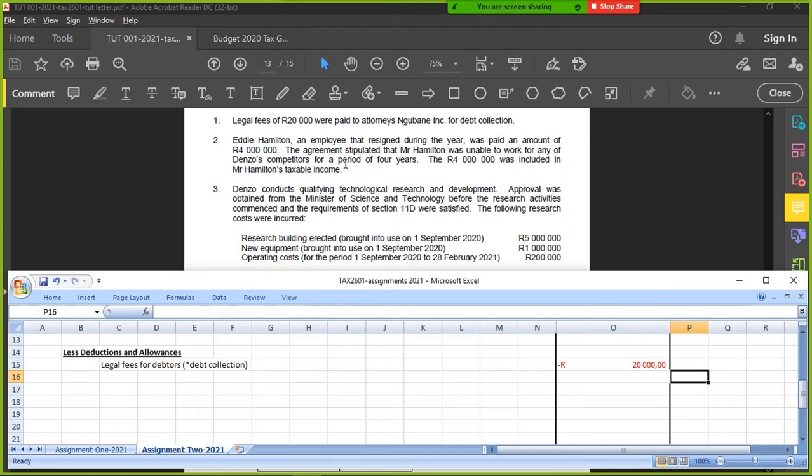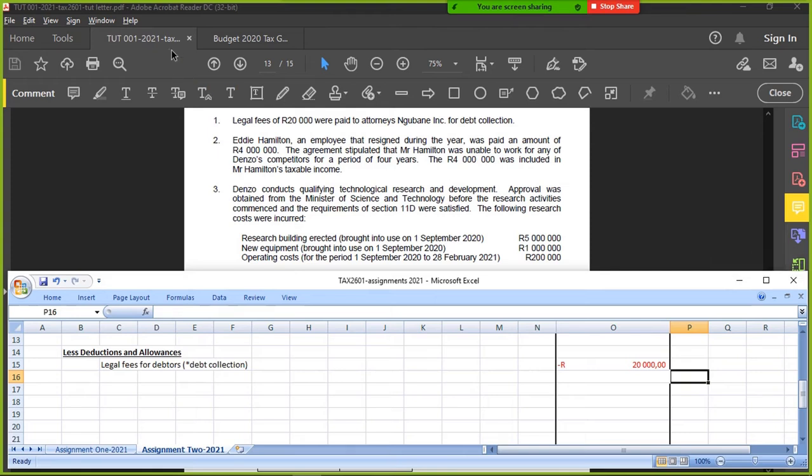The restraint of trade is for a period of 4 years. 4 million was included in Mr. Hamilton's taxable income. So obviously, the person deriving the benefit is going to get taxed separately. So you would be able to claim a portion as a deduction. Do you agree? Yes. So we need to apply that rule.